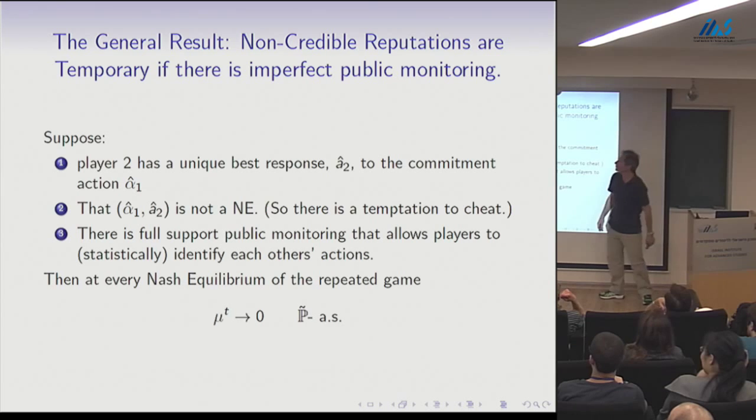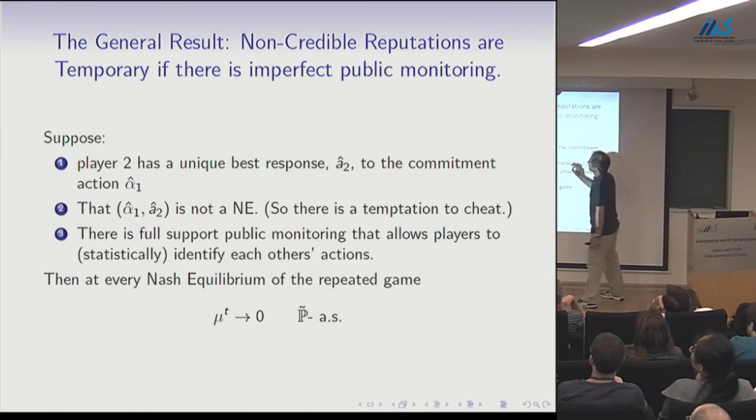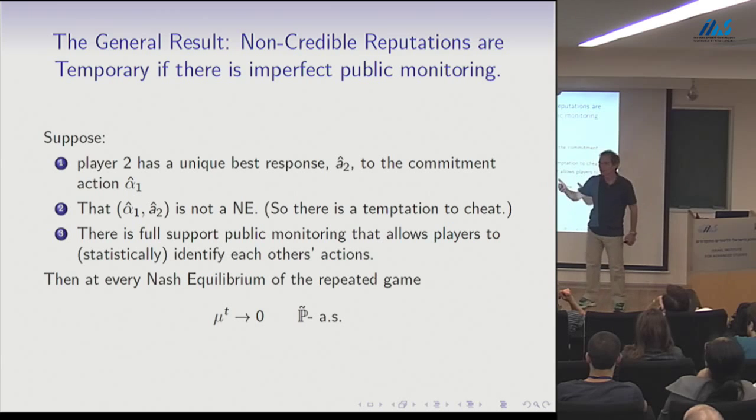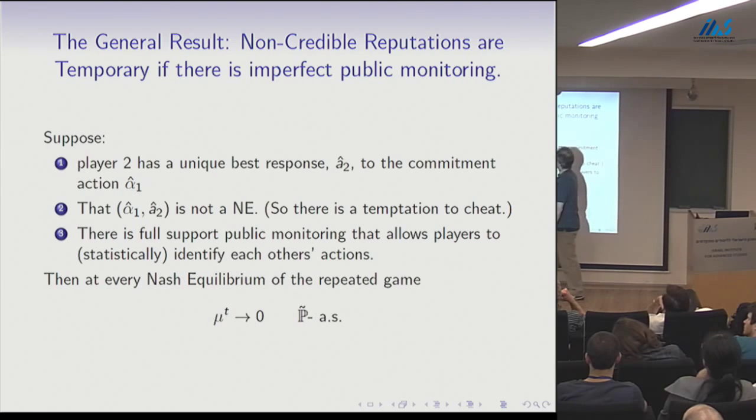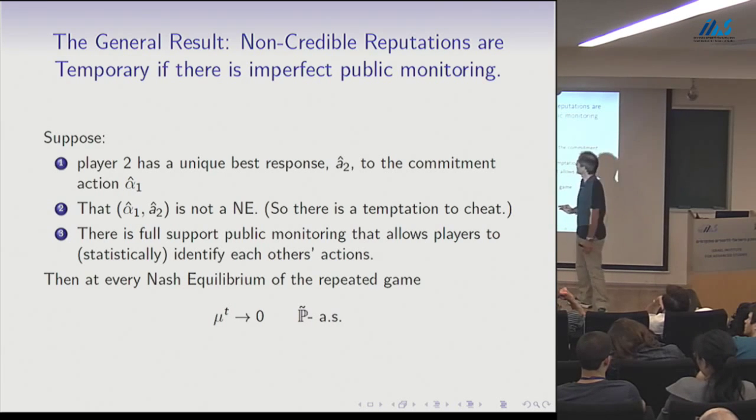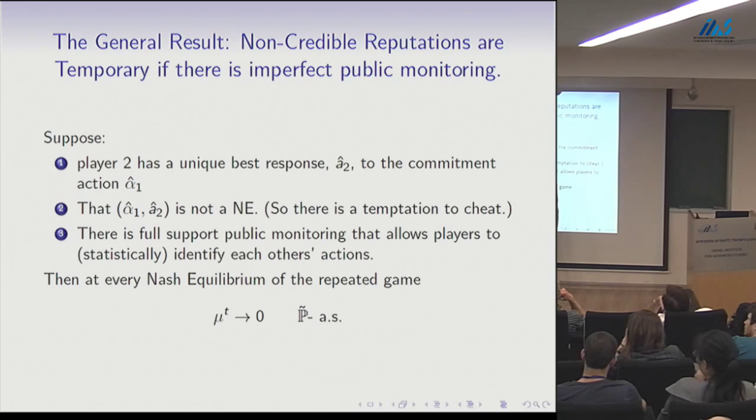Okay, good. So here's the general result. The general result is, let's suppose player 2 has a unique best response to some commitment action alpha hat 1. So this is some uncertainty about player 1's action, and player 2 has got a unique best response to that. Let's suppose that this pair, alpha hat 1, a hat 2, are not a Nash equilibrium. So built into this is player 2's best responding to alpha hat 1. So what's happening here is player 2 is optimizing, but player 1 may not be. So we're saying this is not a Nash equilibrium, so what that means is there's something different that player 1 can do that is better than alpha hat 1, when player 2 does a hat 2. There's a temptation to deviate.